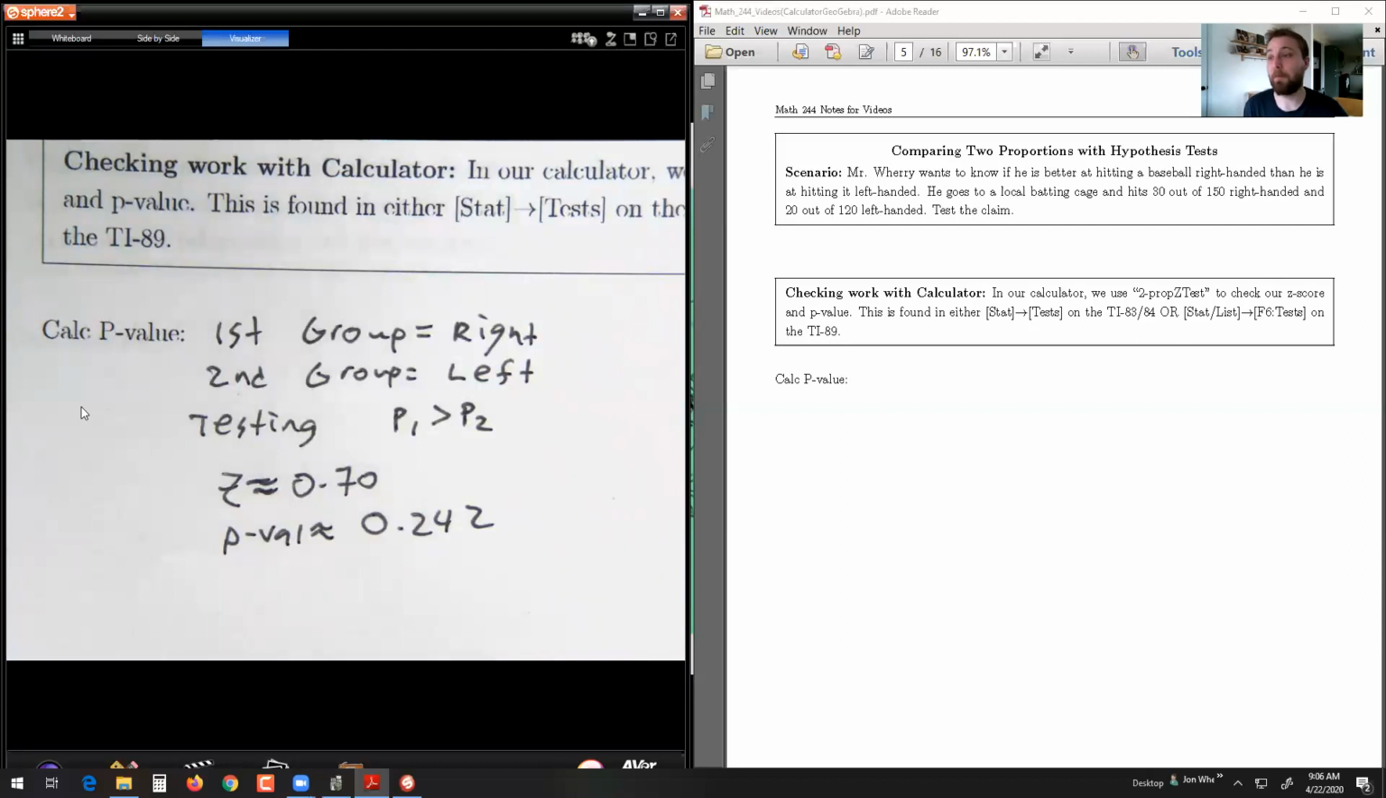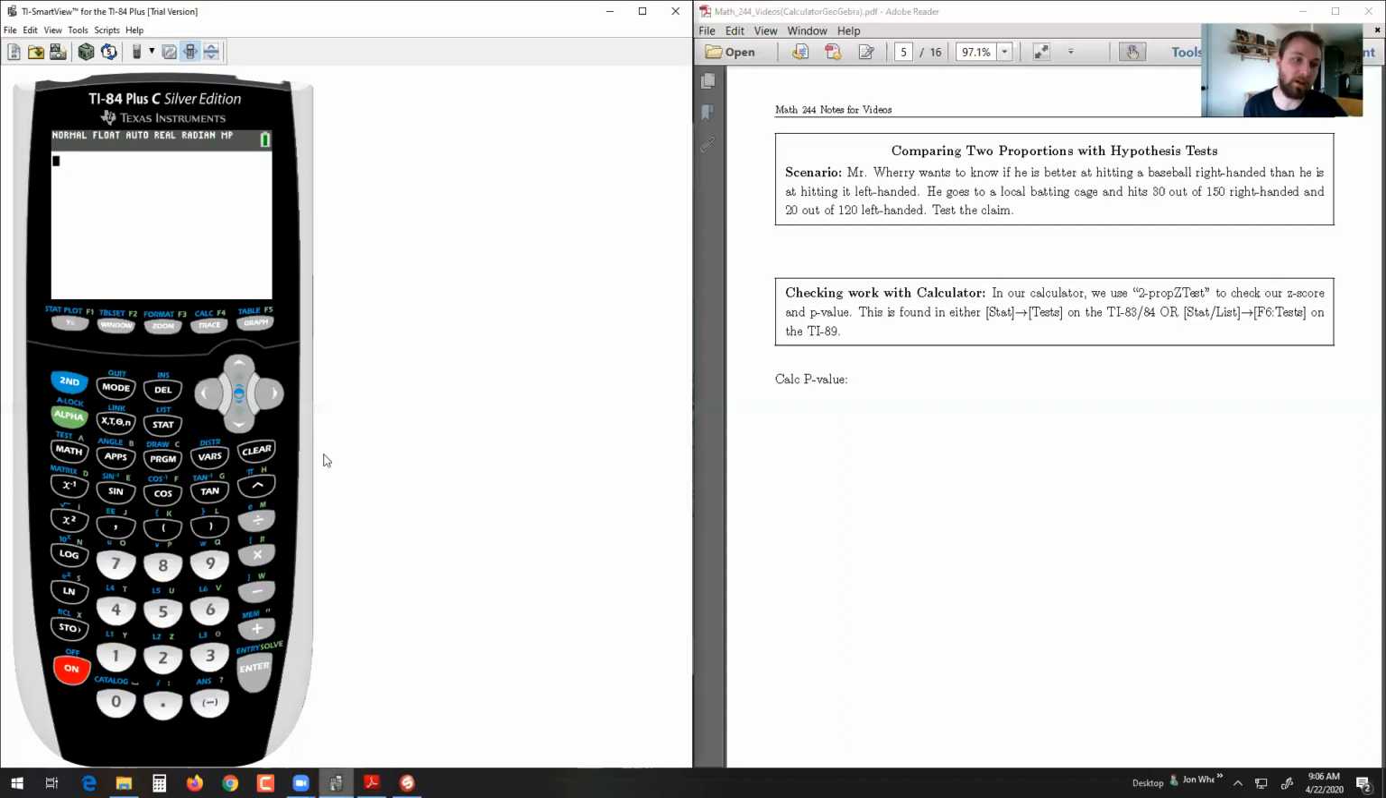Let me show you how to do this now in your TI-84. So I'm going into my TI-84 Smart View here. I'm going into Stat. I'm going over to the option for Test. And I'm scrolling down until I see two proportion z-test. Number one is my right hand, so I have my right hand data, my left hand data, and I think that my first group is larger than my second group, so I'm choosing this option there.